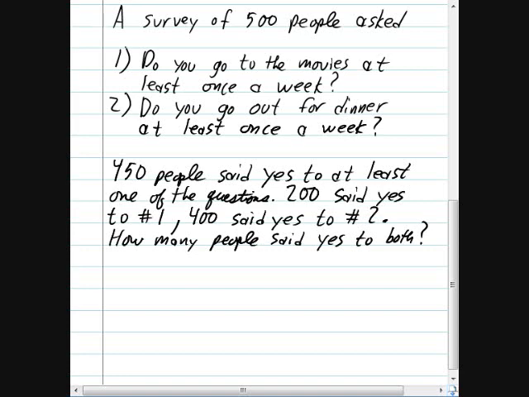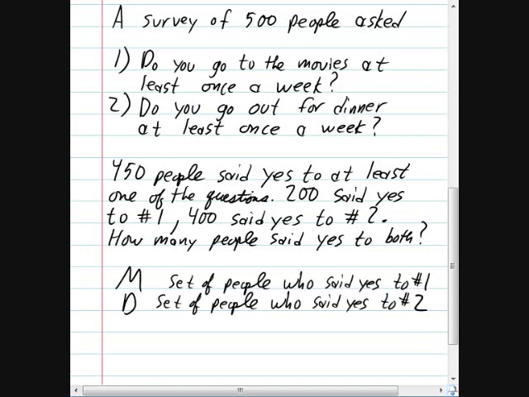First, we should develop some sets to represent the collection of people who said yes to the various questions. For example, we could let the set M be the set of people who said yes to going to the movies at least once a week, and we could let the set D be the set of people who said yes to going out to dinner at least once a week. Now we can write down the cardinal number information given to us in the problem. For example, this survey had 500 people, so the number of people in our universal set is 500. So remember, U is a set, and U contains a list of 500 people.